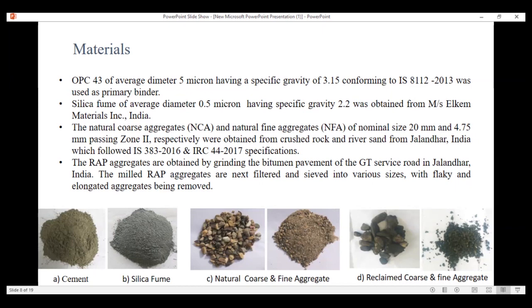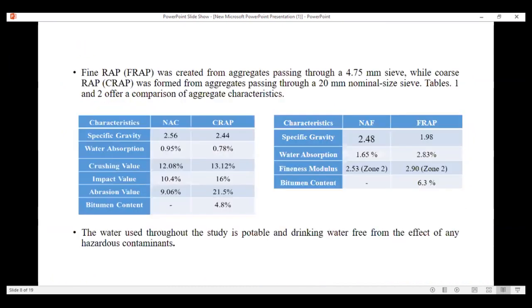The gradation is followed as per IRC 44 2017 specifications. After that, we collected RAP aggregates near NIT Jalandhar, milled them, and used them. These are the images of these aggregates, and these are the properties of the natural coarse aggregate and the RAP coarse aggregate.